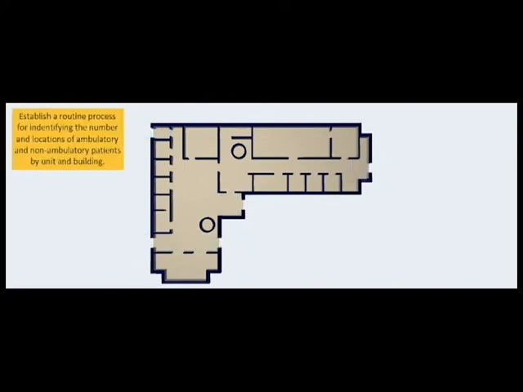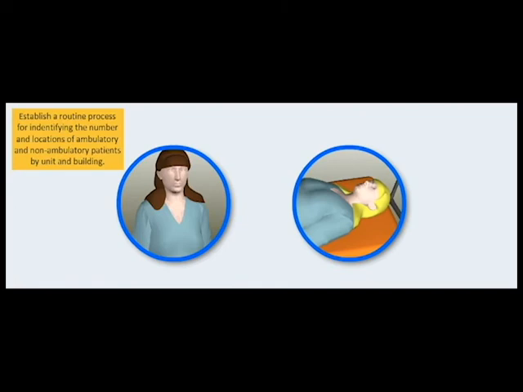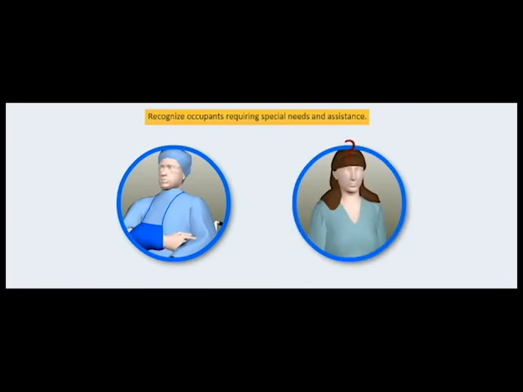Next, planners should establish a routine process for identifying the typical number and locations of ambulatory and non-ambulatory patients by unit and building. Having this information will make it easier to know at a glance what resources are needed to evacuate a specific area. It's also important to recognize occupants that require special needs and assistance, such as those with physical or cognitive disabilities. Having a frequently practiced status reporting process for gathering this information in an emergency ensures that such data is readily available and current when needed.